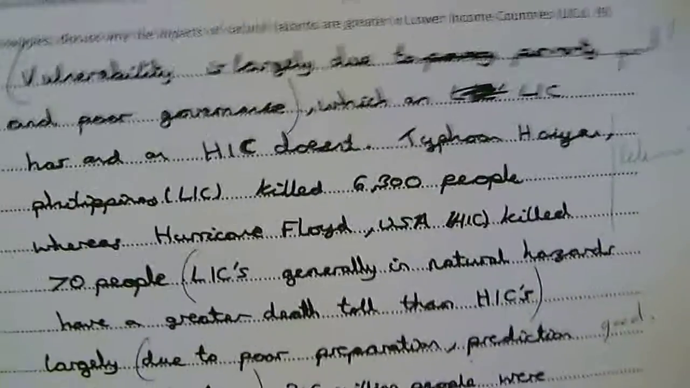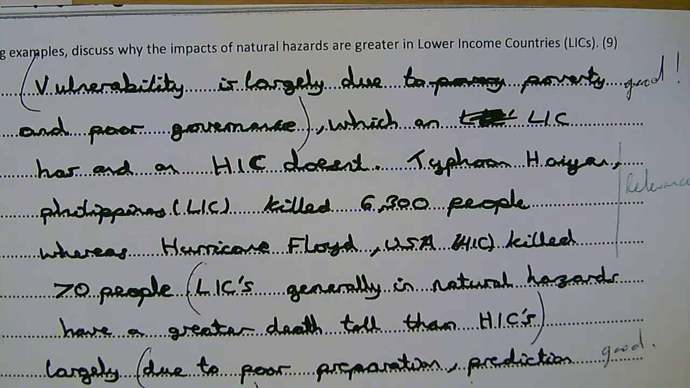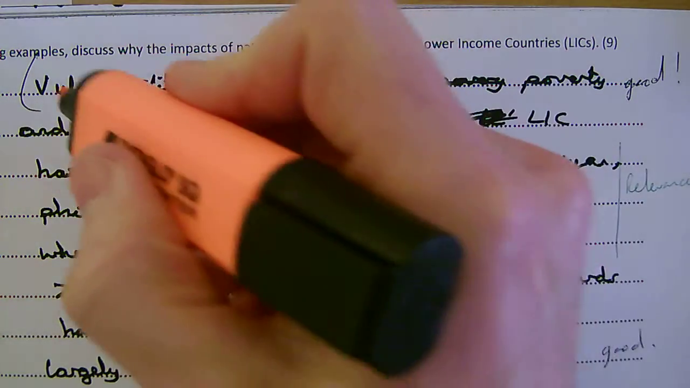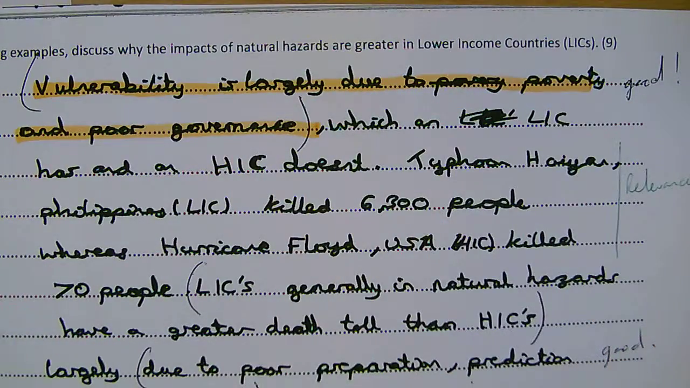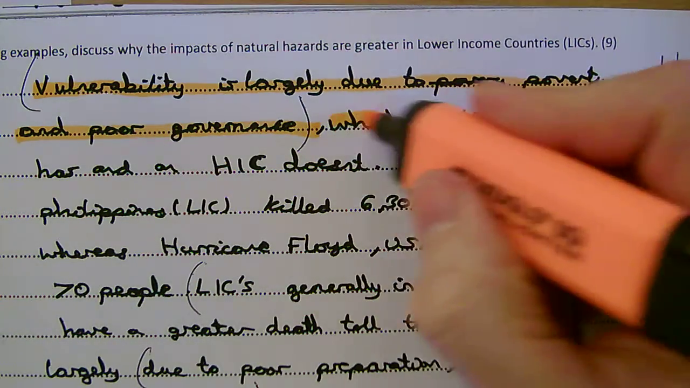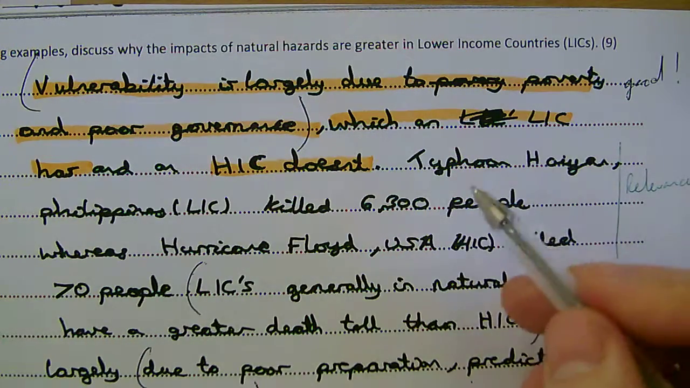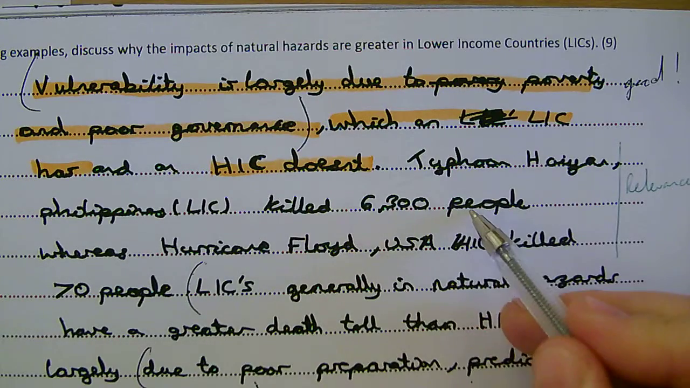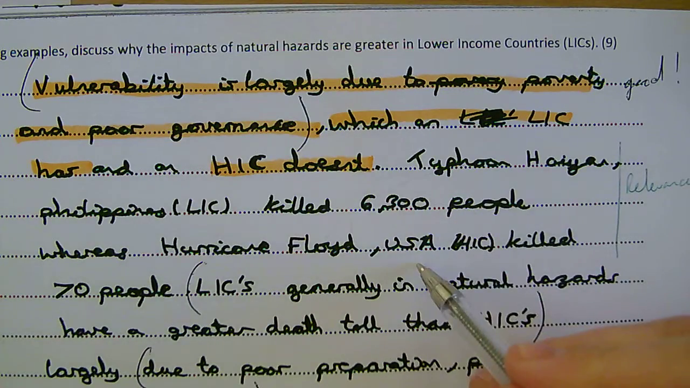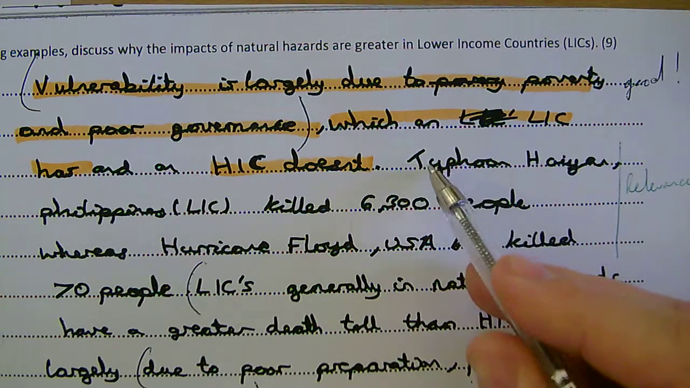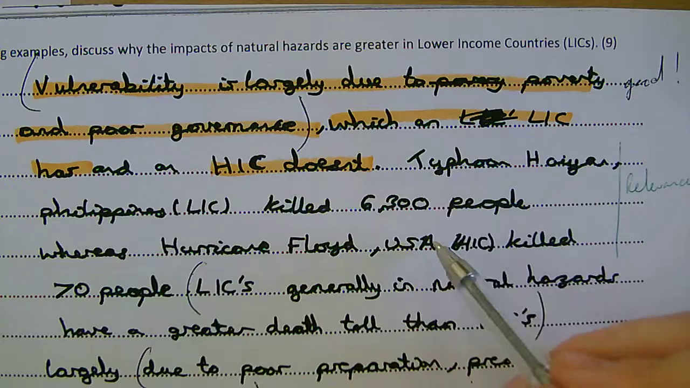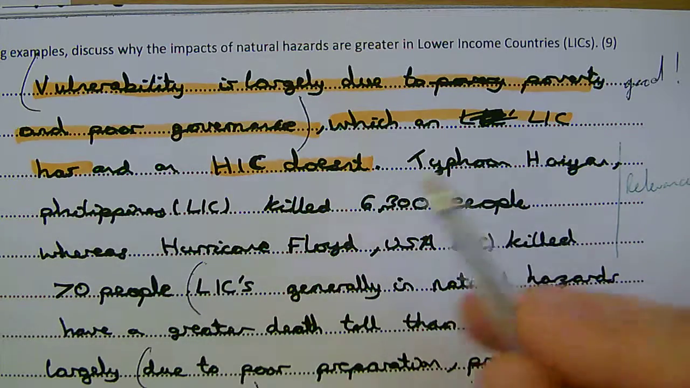The second answer, very briefly, is a different type of answer, but nevertheless also successfully structures the sentences to answer the question. It starts off with a very good point here about vulnerability. It is largely due to poverty and poor governance, a brilliant sentence coined from Professor Ian Stewart, which an LIC has and an HIC doesn't. So that's the general point. The next bit of evidence here is quite irrelevant. It's a bit of a case study dump, which a lot of you did. It doesn't necessarily link to the point, and it doesn't necessarily link on to the next point. So I would question that.